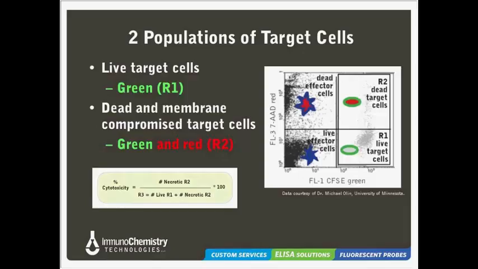This analysis reveals the population of necrotic target cells without interference from the necrotic effector cells, which are in the upper left. Traditional enzyme release assays are often skewed by that large number of necrotic effector cells, but this test really is not affected by those cells. ICT's basic kit is really the easiest way to assess cytotoxicity.